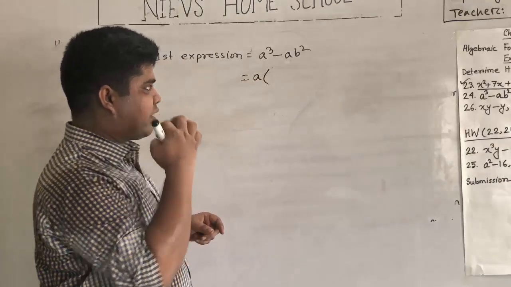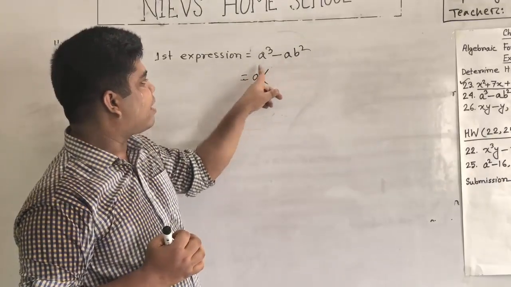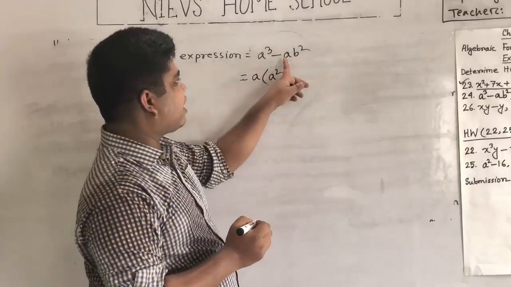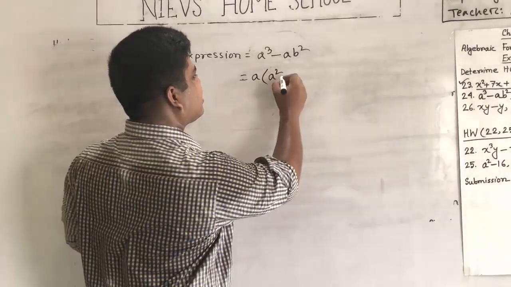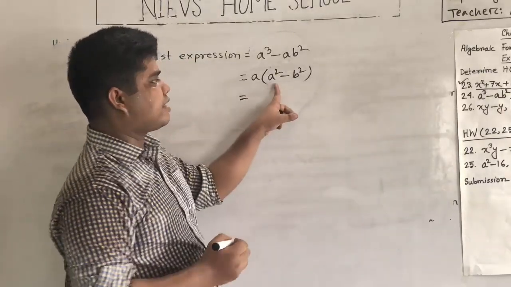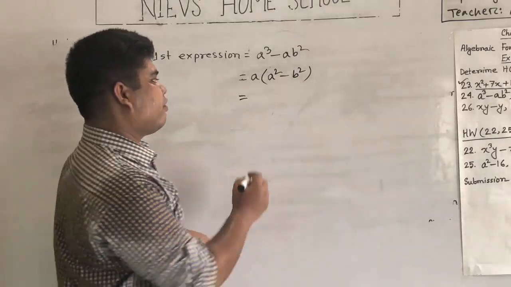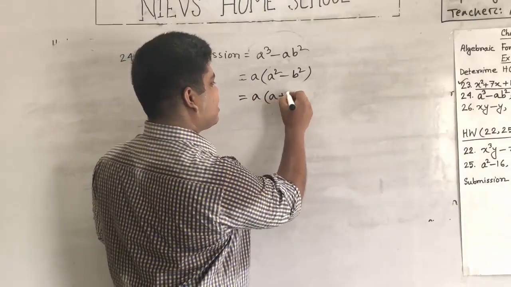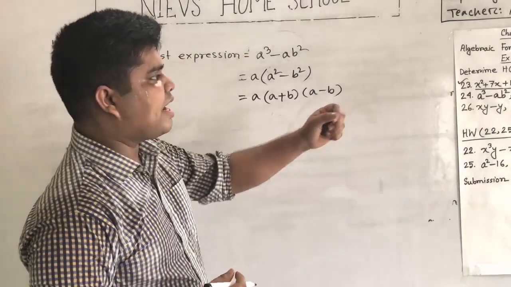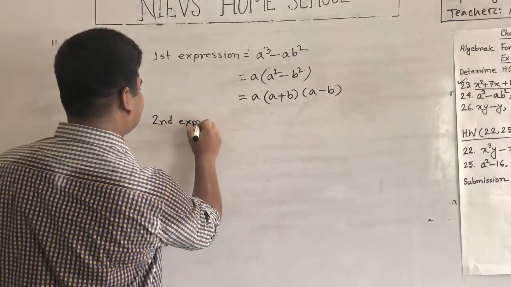How can we take a term common? That means we divide both terms by a. If we divide a cube by a, then we get a square. If we divide ab square by a, we get b square. Student, there is a formula for a square minus b square. Do you know what is the formula of a square minus b square? The formula of a square minus b square is a plus b into a minus b. So the first expression is done.